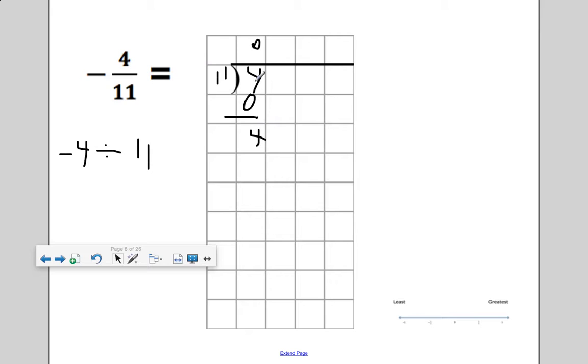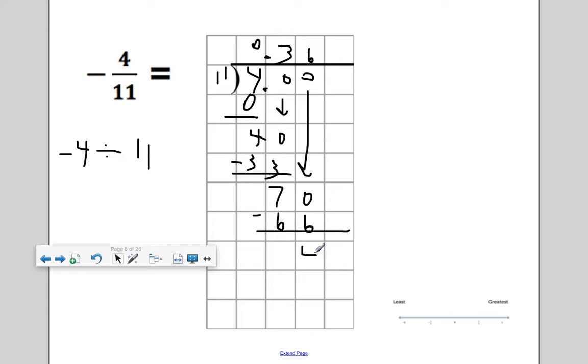All right, how do I change 4? How can I add a 0 to 4 without changing its value? Add a 0.0. I bring down the 0. How many groups of 11 go into 40? That's 33. 40 minus 33 is 7. Add another 0, bring down the 0. How many groups of 11 go into 70? 70 minus 66 is 4. Is this going to repeat or terminate? I don't know. Let's do one more. Add another 0.